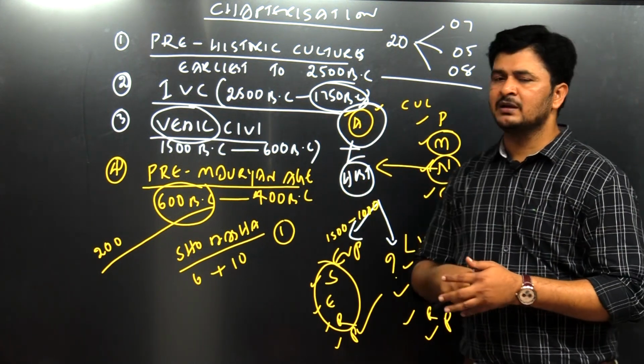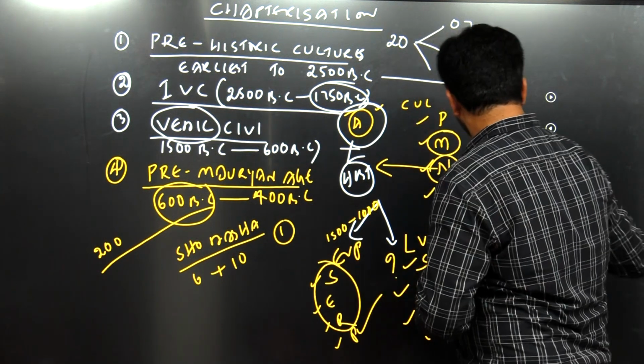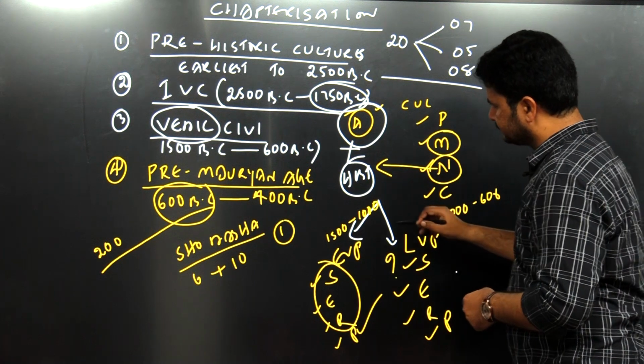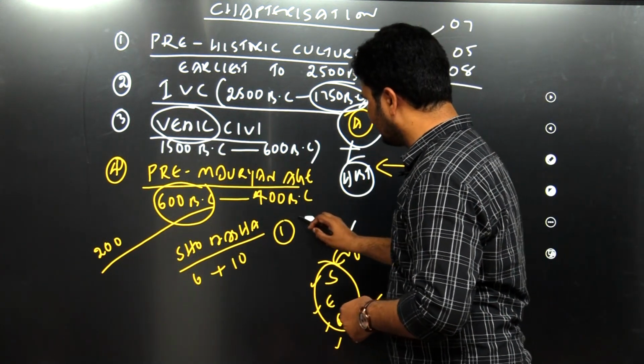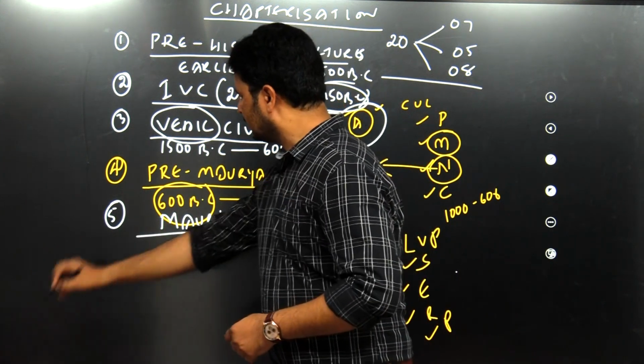So political conditions followed by religious conditions, under the tag called pre-Mauryan age, followed by the Mauryan age. The fifth chapter is called the Mauryan age. It's a good question. Good question.